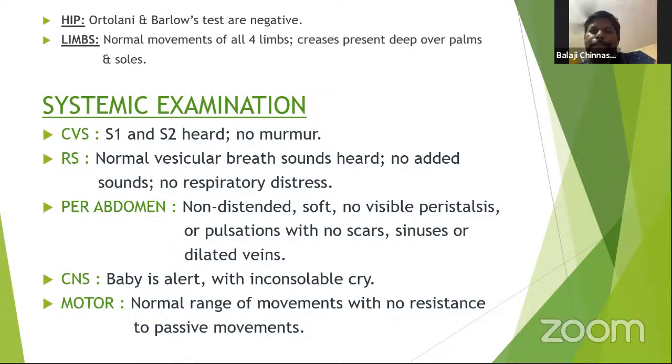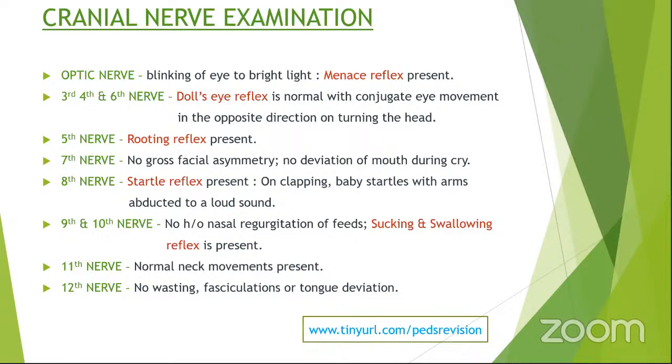Yes. Cranial nerve examination. Optic nerve: blinking of eye to bright light is present. Third, fourth, and sixth nerve: doll's eye reflex is normal with conjugate eye movement in the opposite direction on turning the head. Fifth nerve: rooting reflex is present. Seventh nerve: no gross facial asymmetry or deviation of mouth during cry. Eighth nerve: startle reflex is present. Ninth and 10th nerve: no history of nasal regurgitation of feeds; sucking and swallowing reflexes are present. 11th nerve: normal neck movements are present. 12th nerve: no wasting, fasciculations, or tongue deviation.